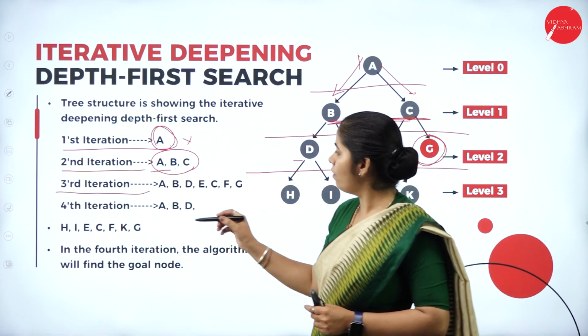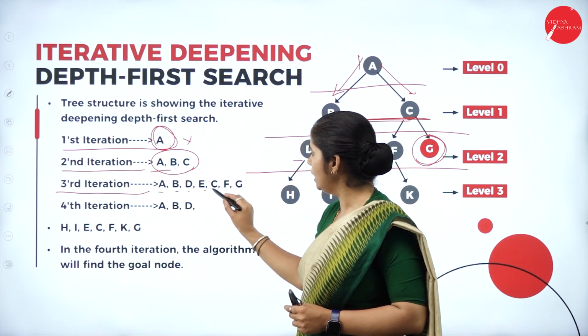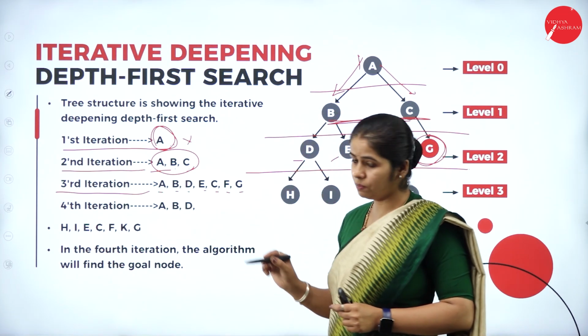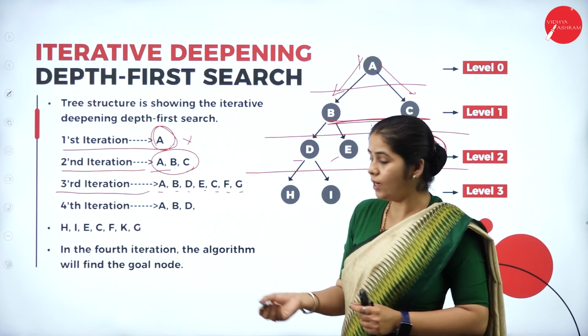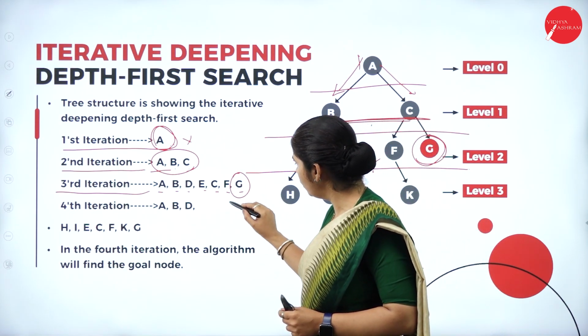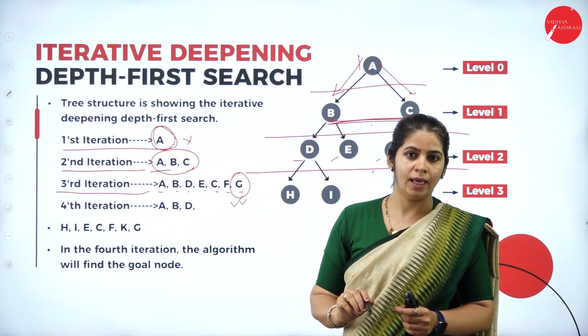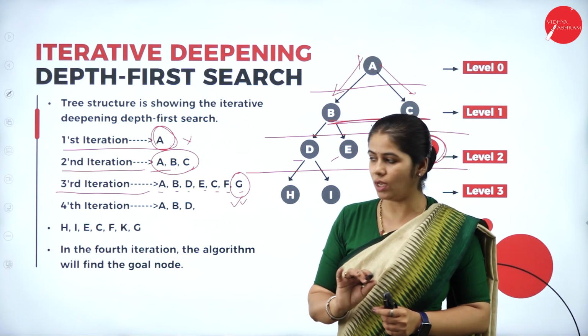If we are not finding the goal node, again it will go to the third iteration. In the third iteration, how many nodes do we have? A, B, D, E, C, F and G. So in that, we are finding the goal node. Yes, we are finding the goal node. So we stop the execution, we stop our search exactly there.